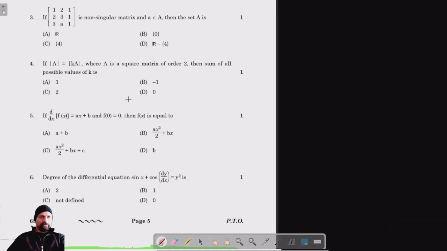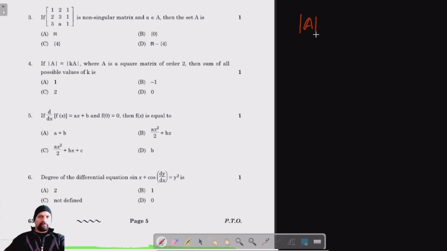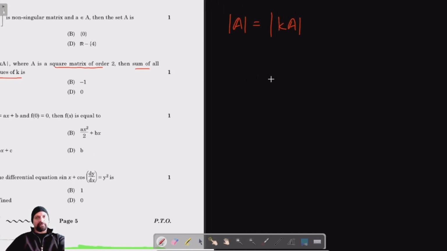Okay, for question number 4, it's given that determinant of A is equal to determinant of K into A, where A is a square matrix of order 2. Then what is the sum of all possible values of K? So we have to find the sum of all values of K first.